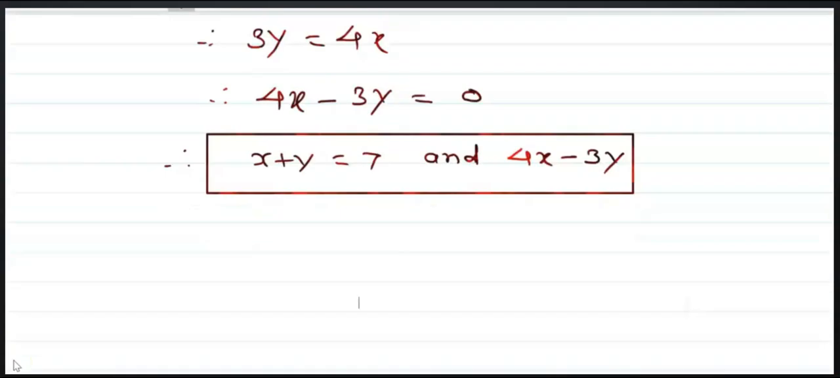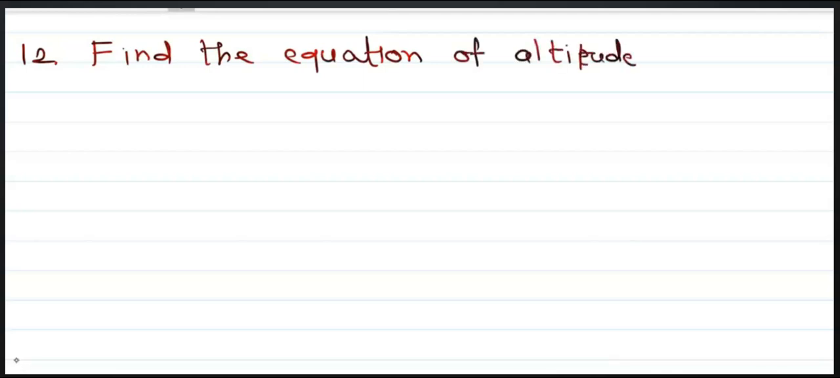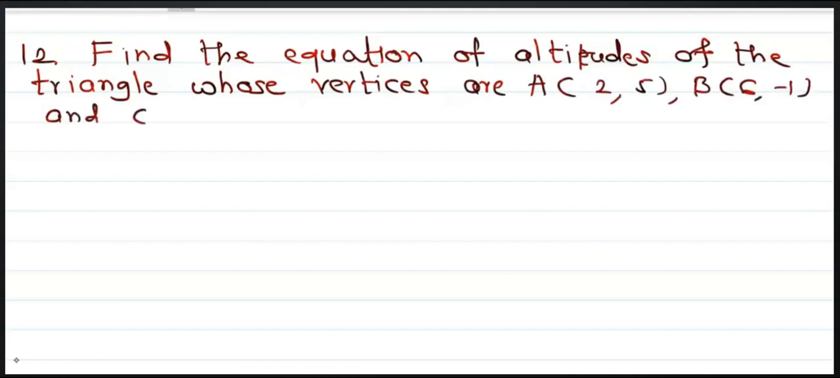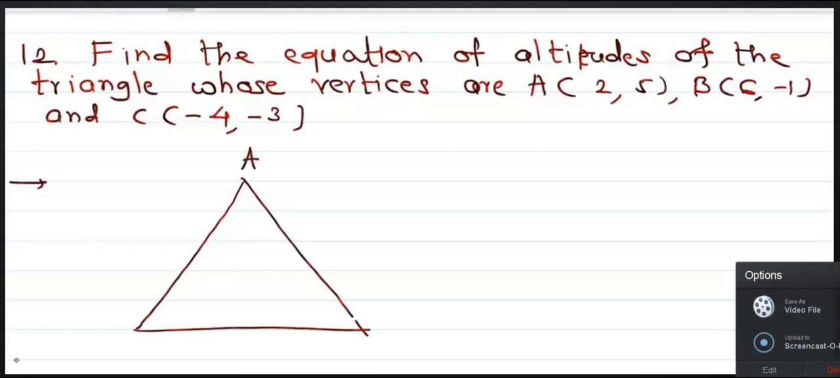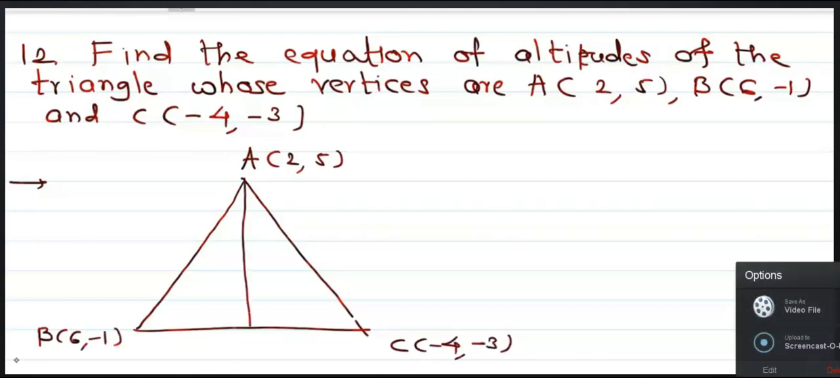Now the next. Question number 10. Find the equation of altitudes of the triangle whose vertices are A (2, 5), B (6, -1) and C (-4, -3). Now see this, the triangle. The coordinates are A (2, 5), B (6, -1) and C (-4, -3).